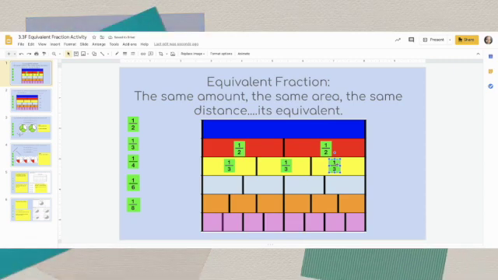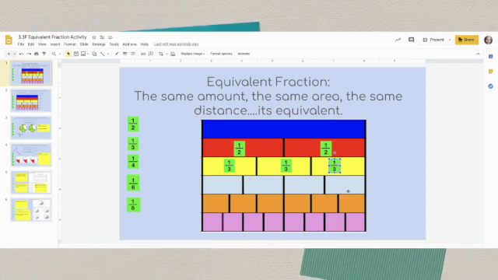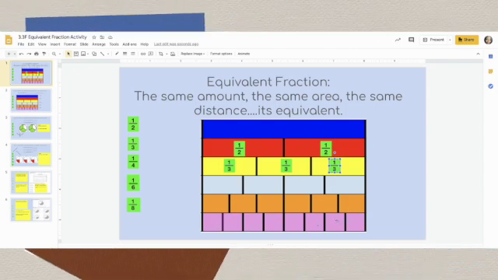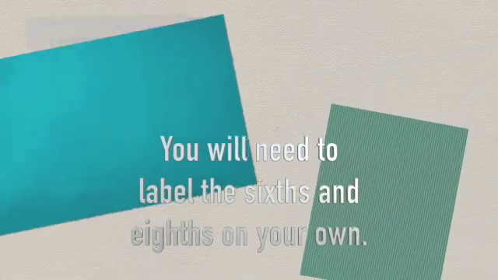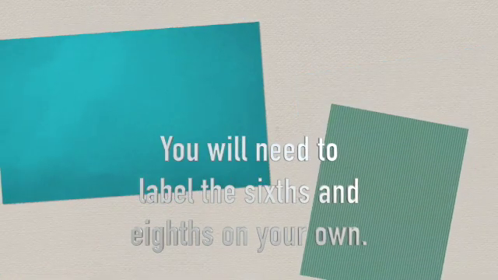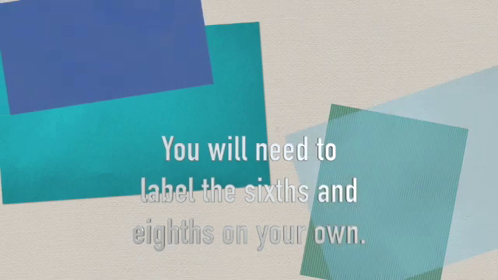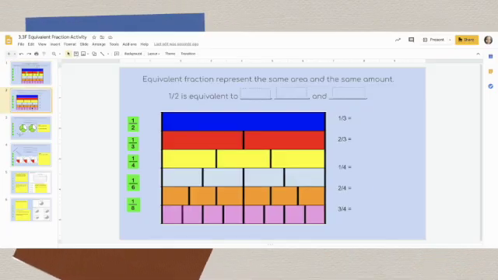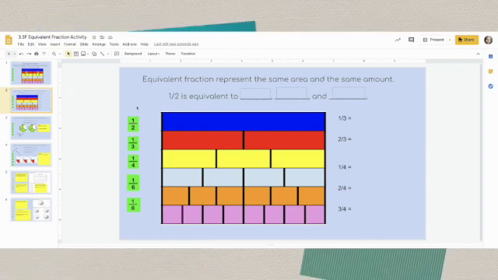So you will continue to label the light blue strips, the orange strips, and the pink strips with your unit fractions. Pause here and label the 6s and the 8s on your own before going to the next part. Now let's look at the second slide. In the second slide, we're finding all of the fractions that are equivalent to 1/2.